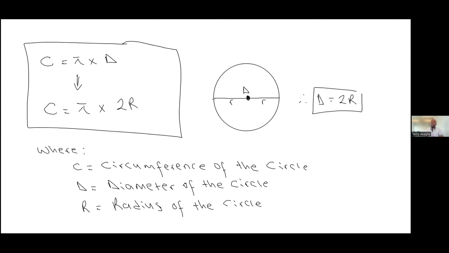The particular formula you will use depends on the information you were given. If in the question you were given the radius and told to find the circumference, then you use pi times 2 radius. If you were given the diameter and told to find the circumference, it becomes pi d. So I'm going to write down the 3 rules to solve this.